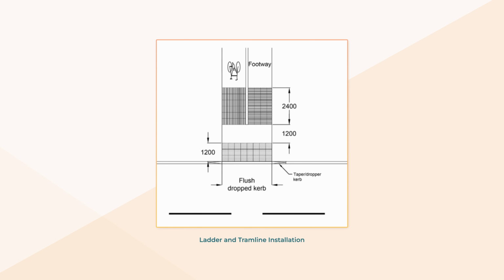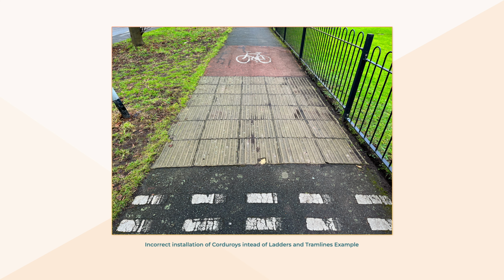Whenever the route is interrupted, for example in a shared use area around a pedestrian crossing, these tactiles should be at least 1.2 meters away from other tactiles to avoid confusion. Sometimes corduroys are installed instead of ladders and tramlines because they have a similar shape, but corduroys indicate danger, so their use to indicate cyclist segregation can lead to confusion. The use of corduroys in these situations is wrong.